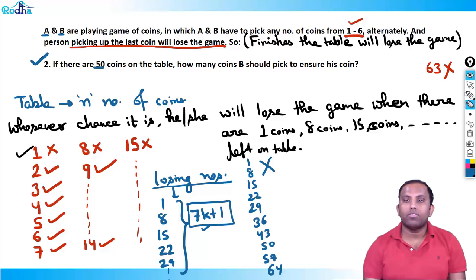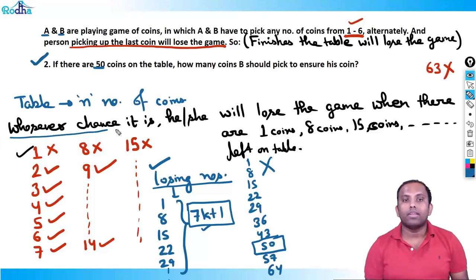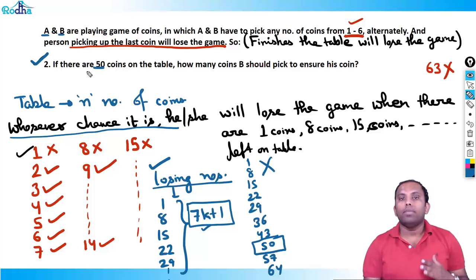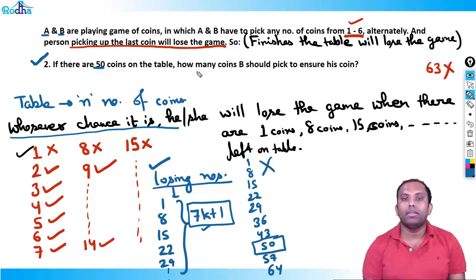In this 7k plus 1 series, which is an infinite series, you can see 50 here. That means 50 is a number of the form 7k plus 1. And all the numbers of the form 7k plus 1 are what? Losing numbers for whosoever chance it is at that time. So there are 50 coins on the table and it is B's chance. So B can never win. It's 50 coins, a losing number, right? So what is the answer for this question?